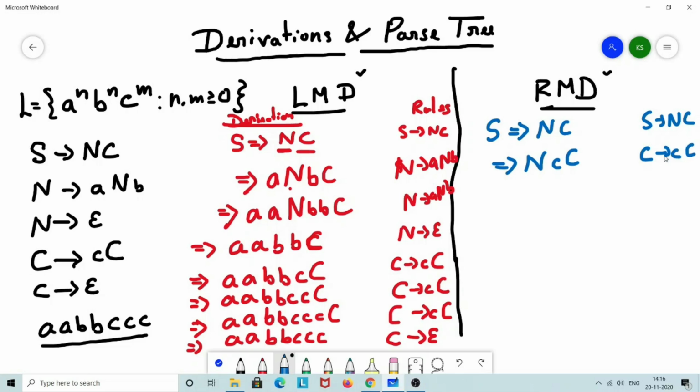Again among the two non-terminals N and C, I will replace the rightmost non-terminal, which is C, with small letter c followed by a non-terminal C.